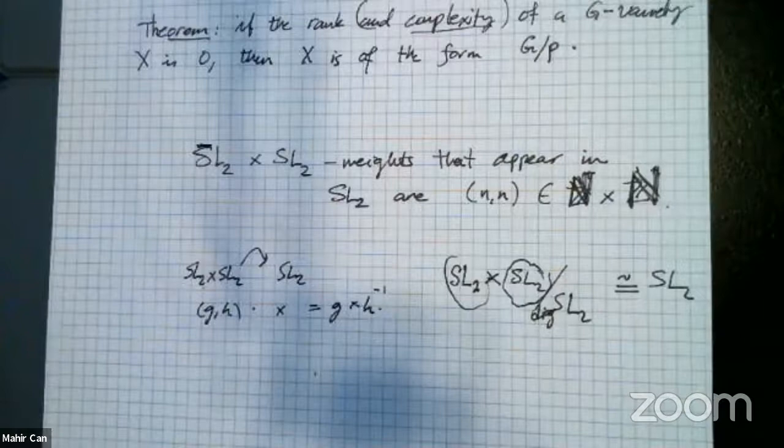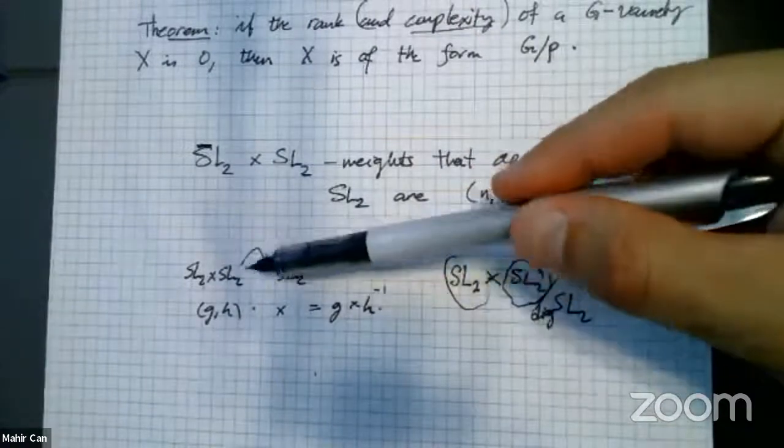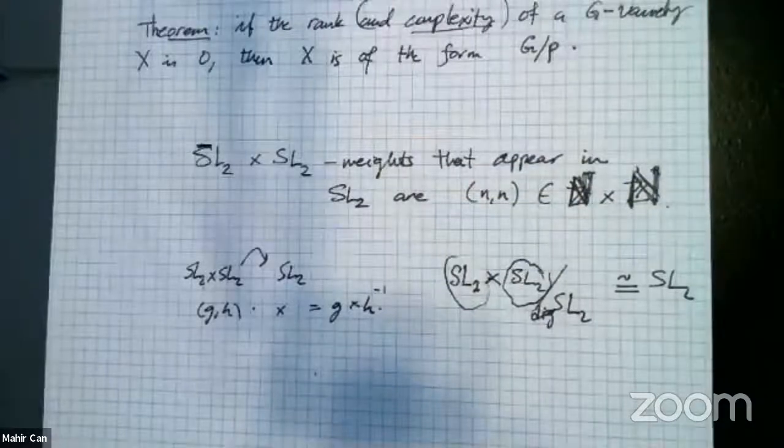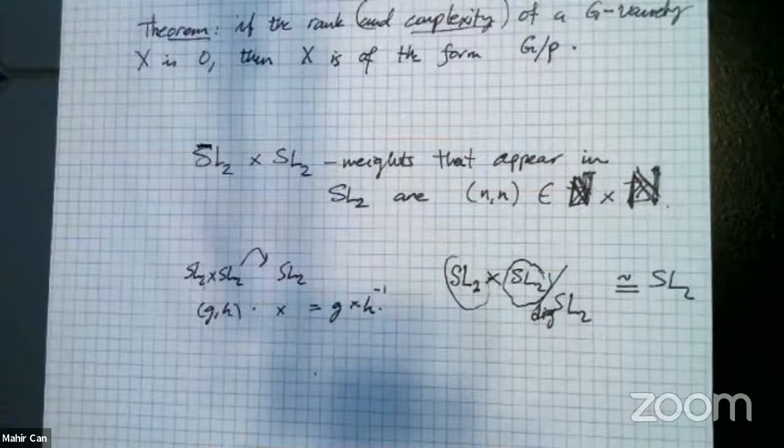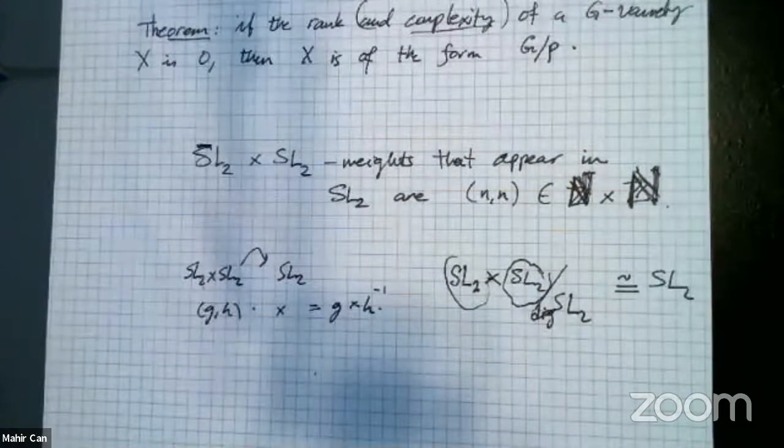Oh, I see. So, I mean, SL2 is significantly small compared to SL2 cross SL2, right? So we shouldn't expect to see all irreducible representations of SL2 cross SL2 there. Right. That makes sense. Yeah.